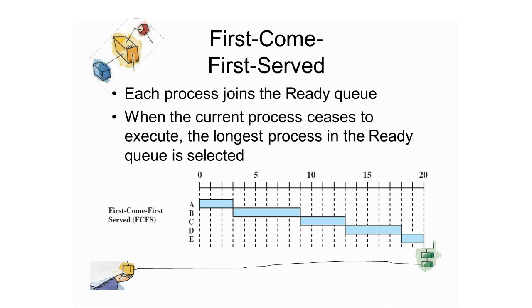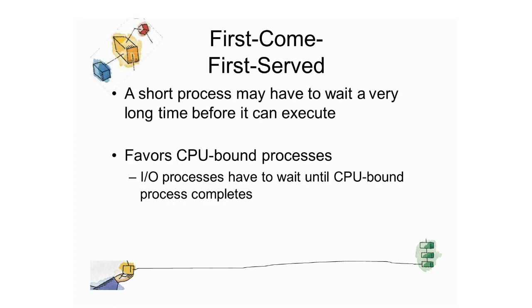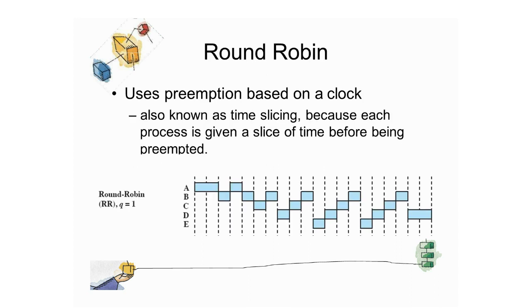And now the first come first serve. Each process joins the ready queue. When the current process ceases to execute, the longest process in the ready queue is selected. A short process may have to wait a very long time before it can execute. It favors CPU-bound processes. I/O processes have to wait until the CPU-bound process completes.